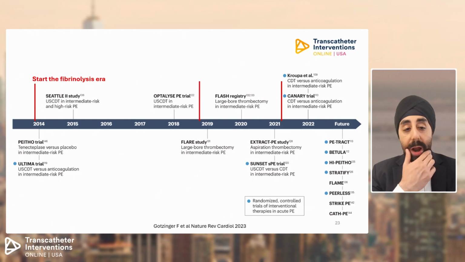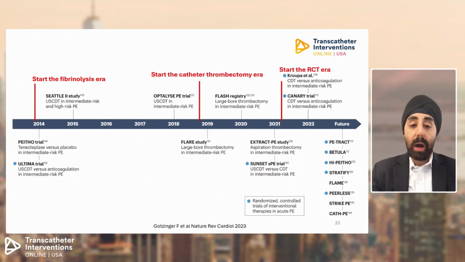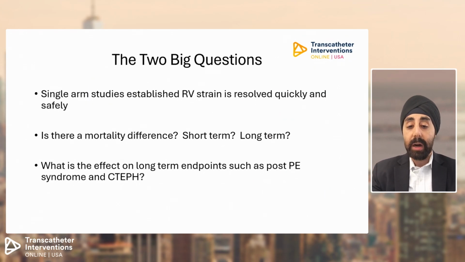And I think we're entering that sort of golden age where we are really looking at this in a randomized fashion, whereas systemic fibrinolysis and then catheter-directed were first studied, then catheter thrombectomy. Now we're really moving into RCTs to compare these technologies, not only amongst each other, but particularly against standard of care, which is anticoagulation alone. And those are really what we want to understand.